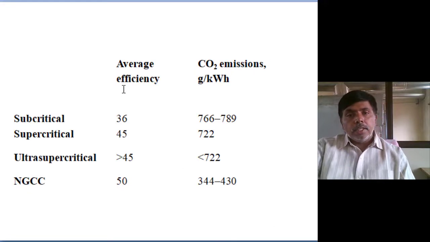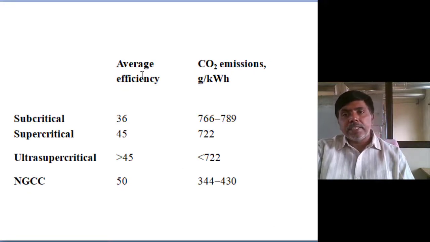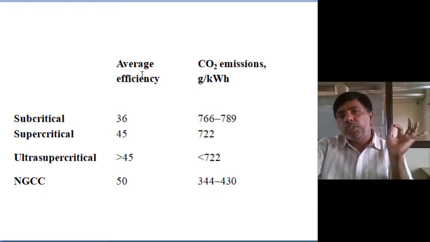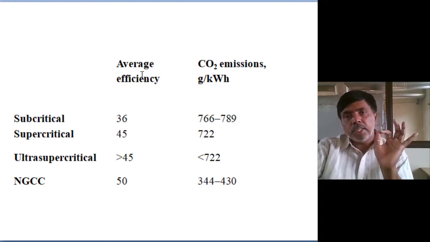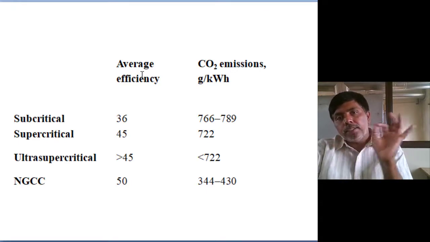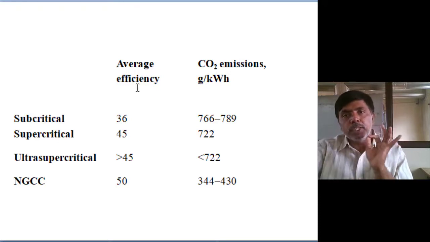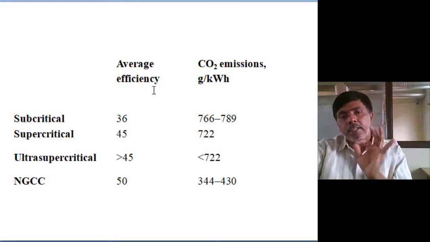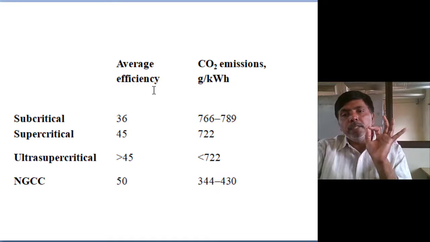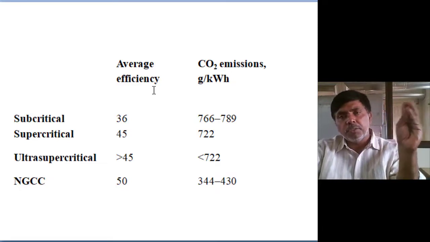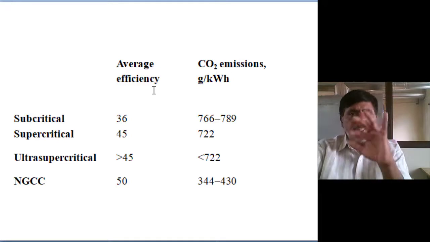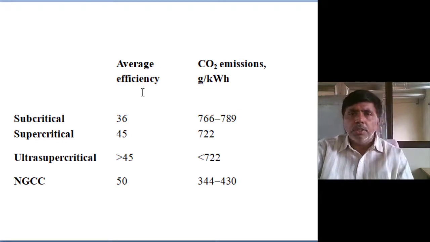This is the average expected real-time efficiency. Whatever calculations we have done, these are ideal cycle efficiencies, not real cycle. We have not considered turbine losses, pump losses, boiler losses and condenser losses, without considering the energy losses in the components. We calculated in an ideal reversible cycle. That's why we got efficiencies like 46, 47. But in real cycles, the efficiencies will reduce.